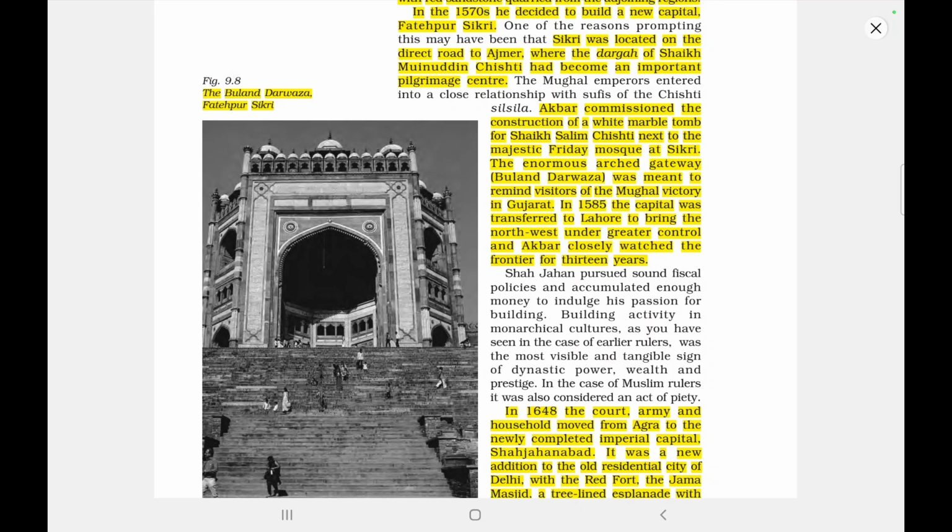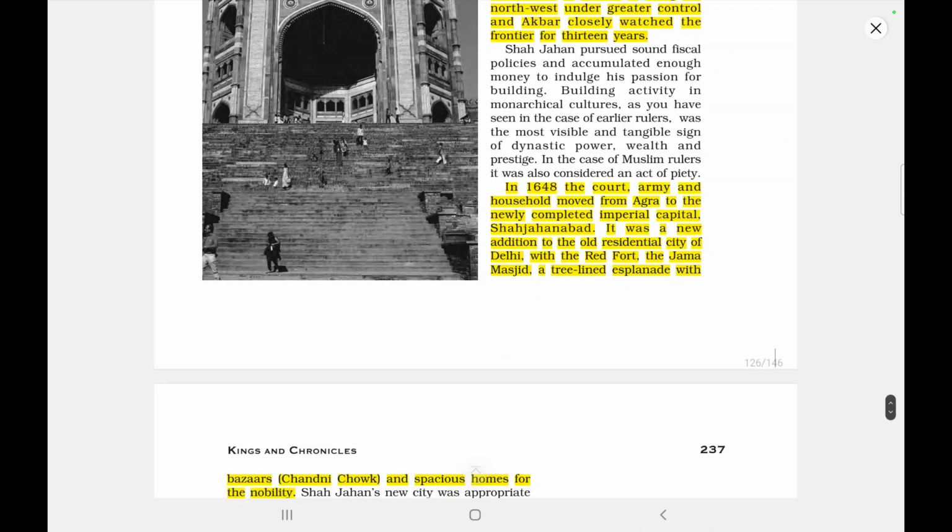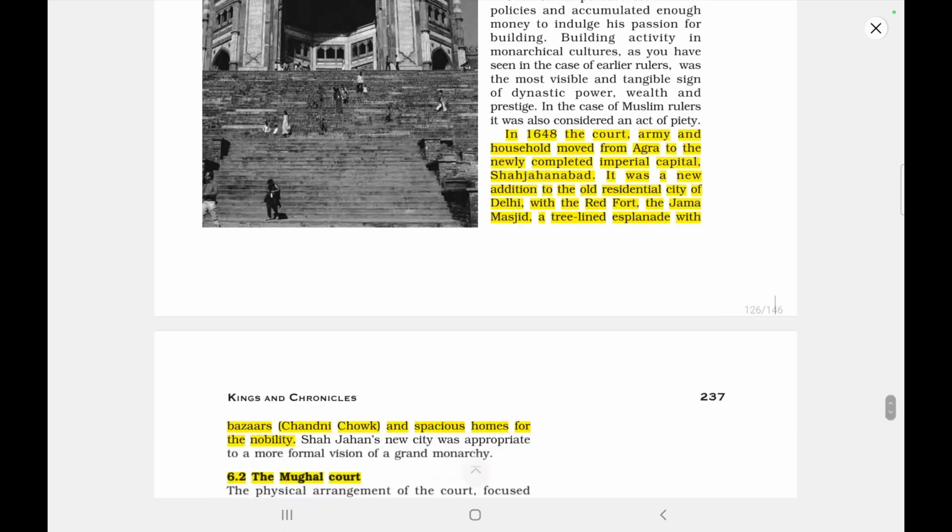In 1585, the capital was transferred to Lahore to bring the northwest under greater control, and Akbar closely watched the frontier for 13 years. Shahjahan pursued sound fiscal policies and accumulated enough money to indulge his passion for building. In 1648, the court, army, and household moved from Agra to the newly completed imperial capital Shahjahanabad. It was a new addition to the old residential city of Delhi with the Red Fort, the Jama Masjid, a tree lined esplanade with bazaars, Chandni Chowk, and spacious homes for the nobility.